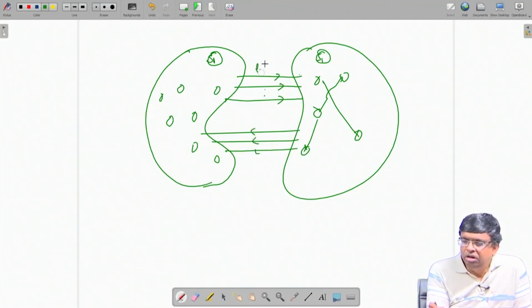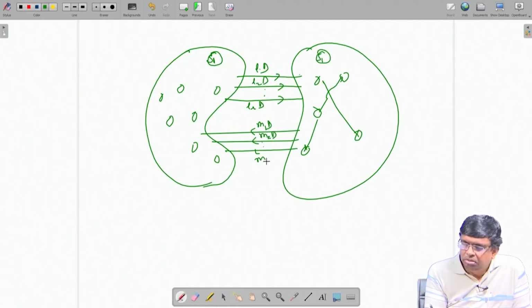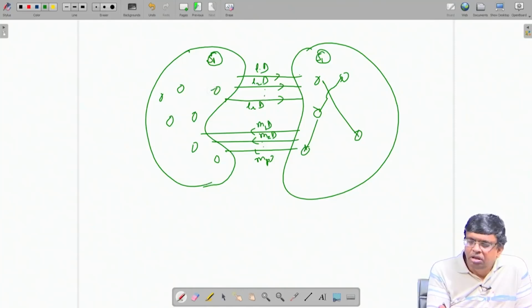some delay L1D, L2D, LRD, I do not know what notation I used that time, this could be small m1D, small m2D, dot dot dot small m, maybe p D. Okay. So, in one direction you have to add a constant number of delays, and from the opposite direction take out the same amount of delay from all the edges, making sure that none of them turns out to be negative. That much we said. We that time considered only one source.